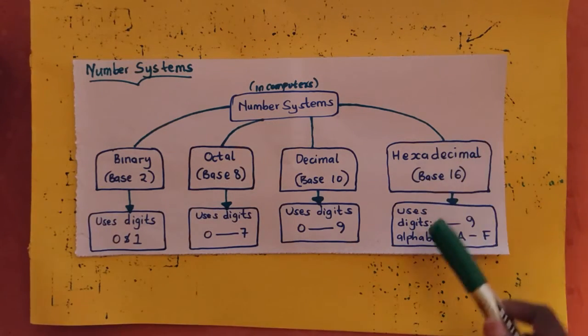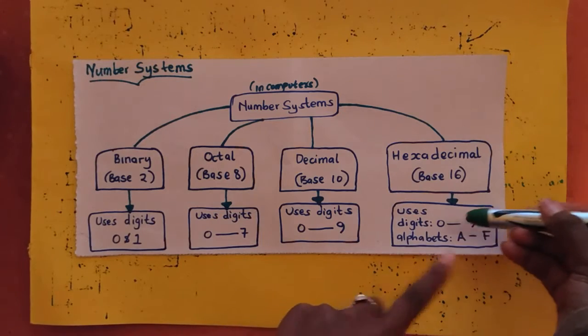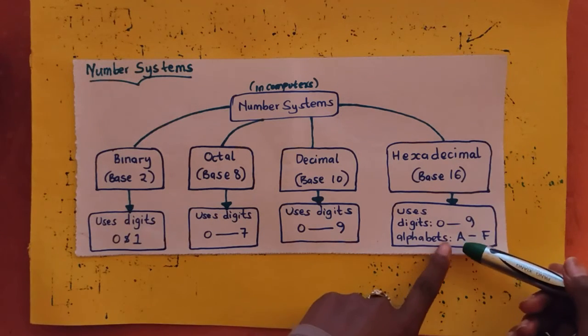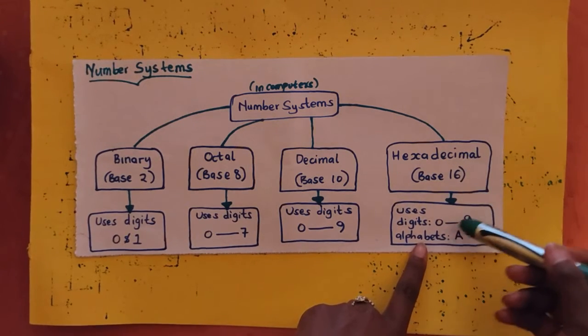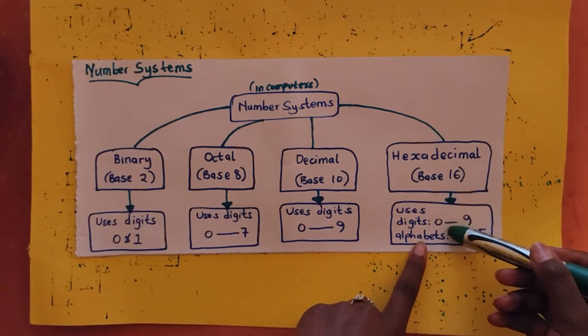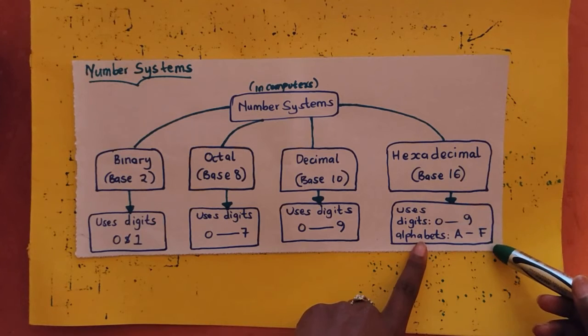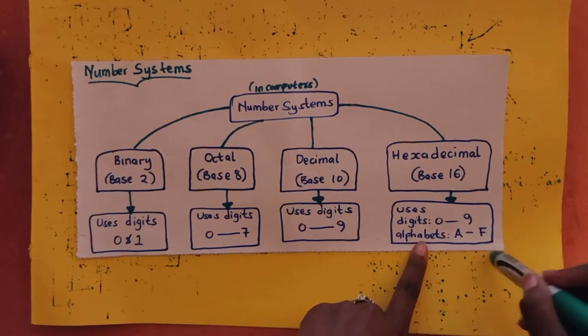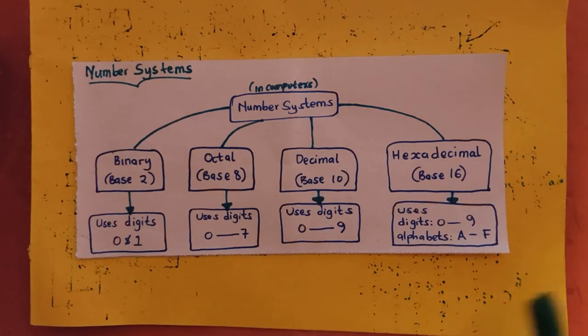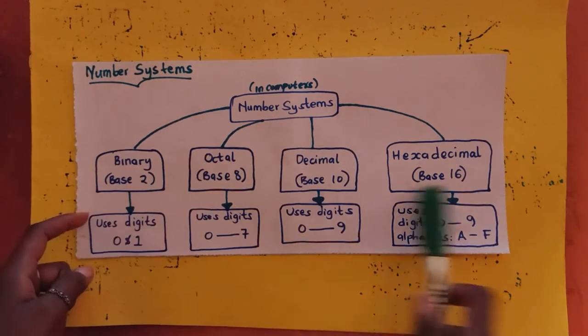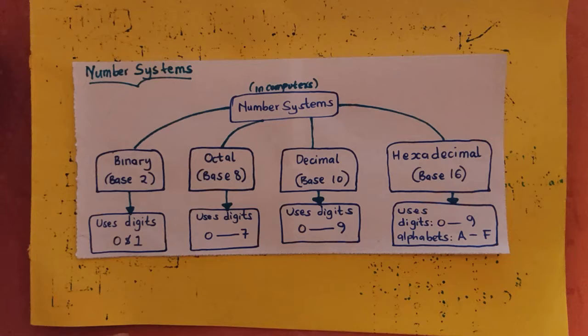For hexadecimal, we're using 0 to 9 and also A to F, because hexadecimal is base 16, and 0 to 9 are only 10 values. So we add alphabetical letters, capital A to capital F. And that's it for number systems. This is what we're going to be covering in the upcoming videos.